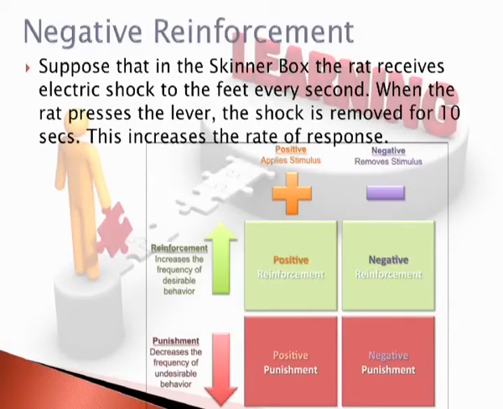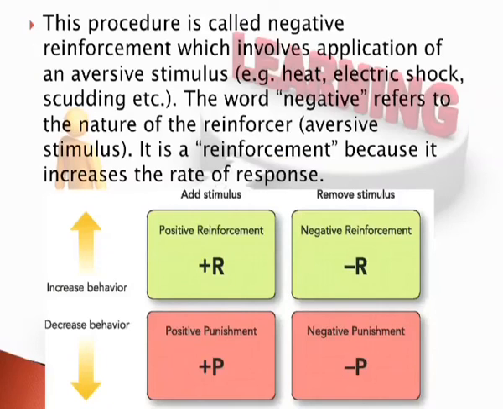Suppose that in this Skinner box the rat receives an electric shock to the feet every second. When the rat presses the lever, the shock is stopped for 10 seconds. This increases the rate of response. This procedure is called negative reinforcement, which involves removal of an aversive stimulus. Example, heat, electric shock, scolding, etc. The word negative refers to the nature of the reinforcer, an aversive stimulus. It is reinforcement because it increases the rate of response.